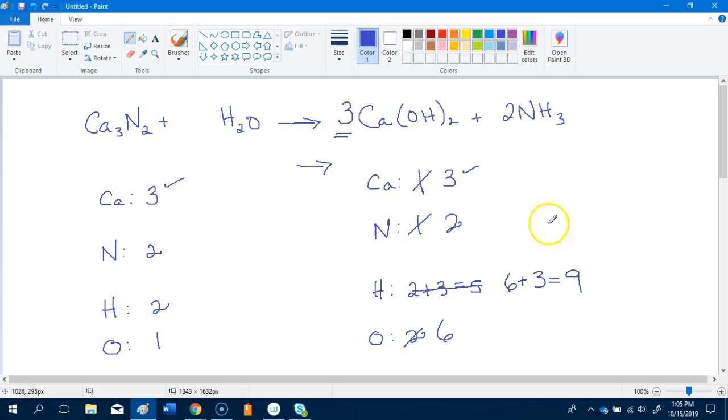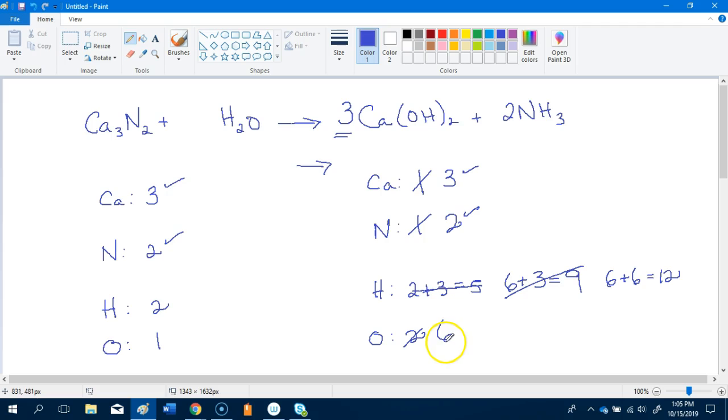This also changes my hydrogen count again. So I keep my 6 over here: 2 hydrogens times 3 is 6, plus 2 times 3 is another 6. So now I have a grand total of 12 hydrogens after balancing my nitrogens. So my nitrogens are now balanced, my calciums are balanced. Lastly, I have to do my hydrogens and my oxygens.